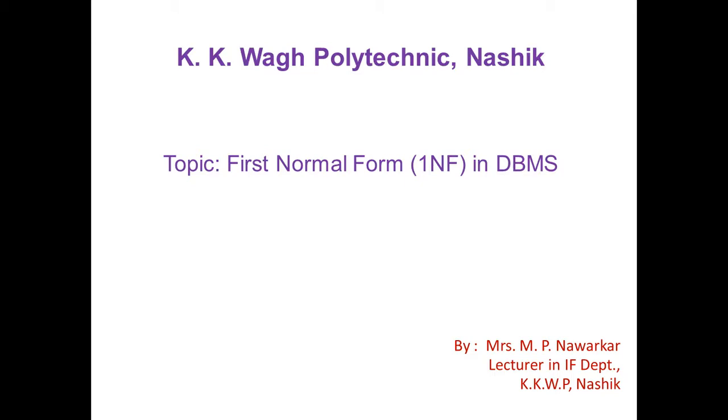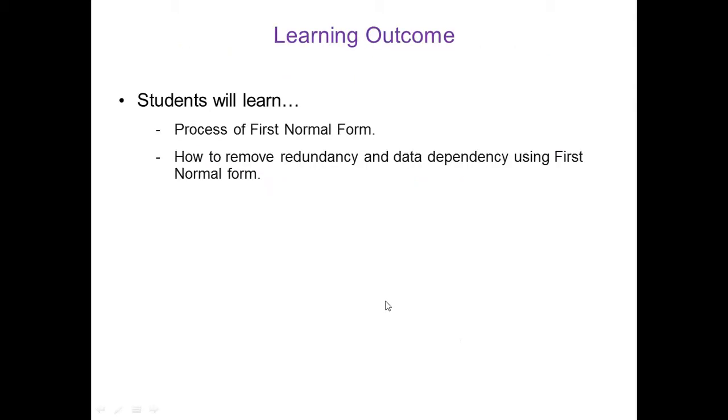There are multiple types of normalization forms. That is 1NF, first normal form, 2NF, second normal form, 3NF, third normal form, BCNF, Boyce-Codd normal form. In this video, we are going to see the first normal form, that is 1NF. After this video, the students will learn the process of first normal form and how to remove the redundancy and data dependency using first normal form.